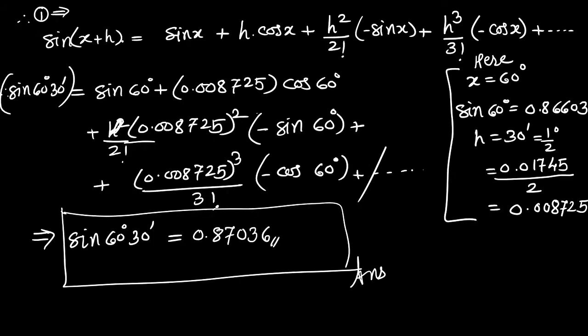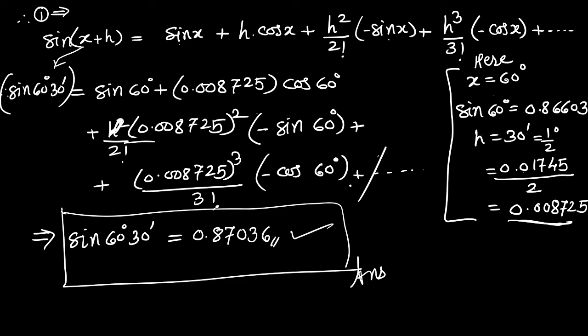Therefore, sin of x plus h equals sin x plus h cos x plus h square by 2 factorial minus sin x and so on. Now we substitute the values. Here sine of 60 degree 30 minutes, x equals 60 degree and h equals 30 minutes. Therefore, in terms of radian, 1 degree is 0.01745 radian, so half a degree is 0.01745 divided by 2. We substitute these values and simplify the terms, then we get the required result.